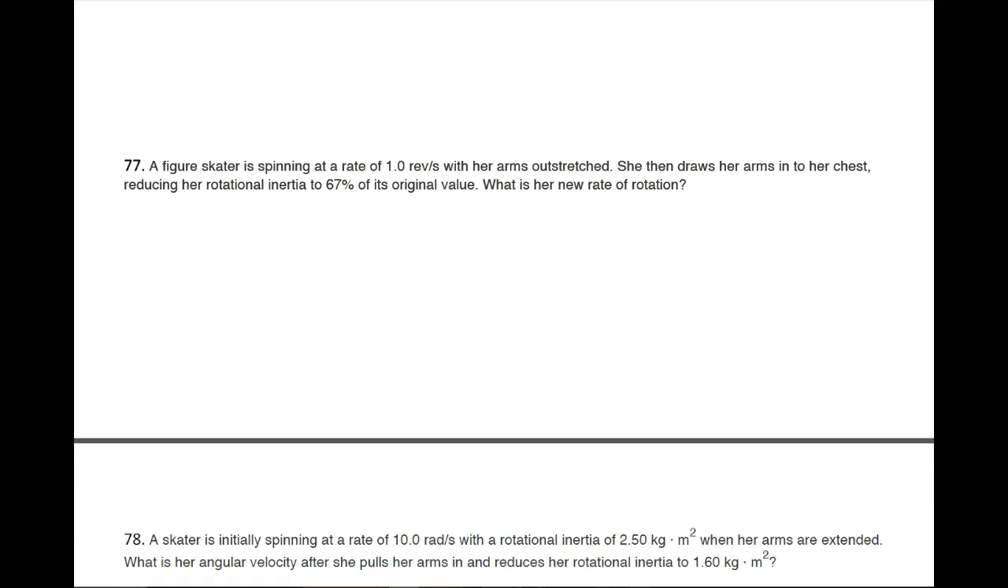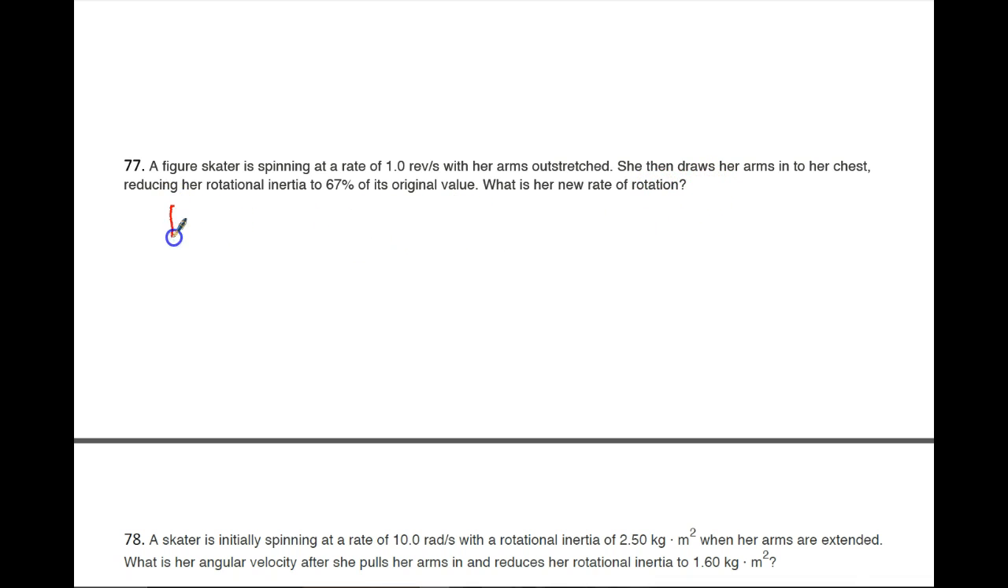Number 77, this one's a lot easier. It says a figure skater is spinning at a rate of 1 revolution per second with her arms outstretched. She then draws her arms into her chest, reduces her rotational inertia by 67%. She spins a lot faster. They want to know what is her new rate of rotation. So we started at 1, so we know that the new rate should be higher.